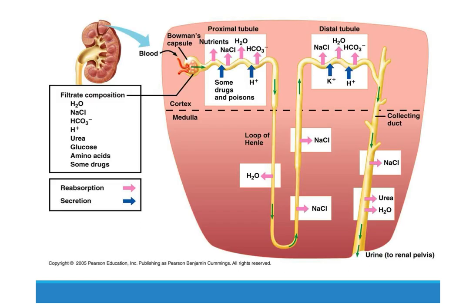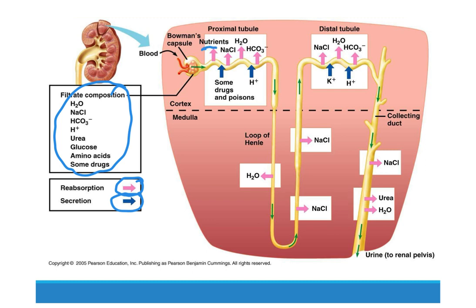So this diagram's giving you just sort of a picture of some of these things. Your filtrate is going to contain all of these various substances. They are reabsorbed in places where you see the pink arrows. So that's going from the nephron tubule into the capillaries. We don't see the capillaries on this diagram. And secretion, it's coming from the capillaries and being dropped into the tubule to be removed through the urine. So you can see various things moving out.